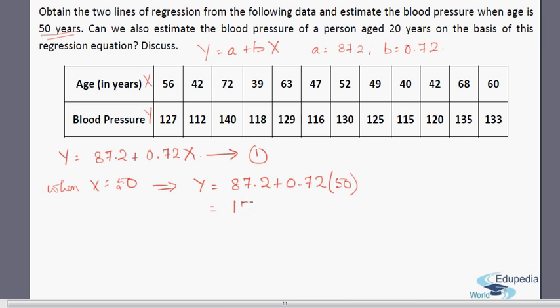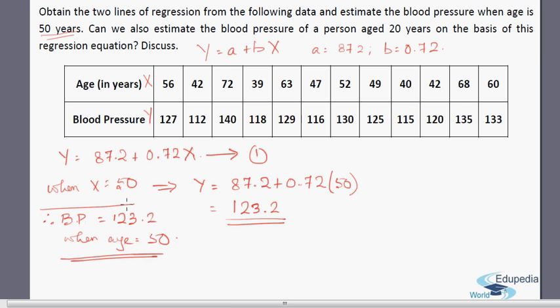the value obtained will be 123.2. Therefore the blood pressure would be equal to 123.2 when the age equals 50. Okay, so that's the answer to the first part of the question. That is this part. Fine. And if you look at the data, when the age is 56, it's 127, and at 42 it's 112. It's very much in line with what we have in the data, in the range.